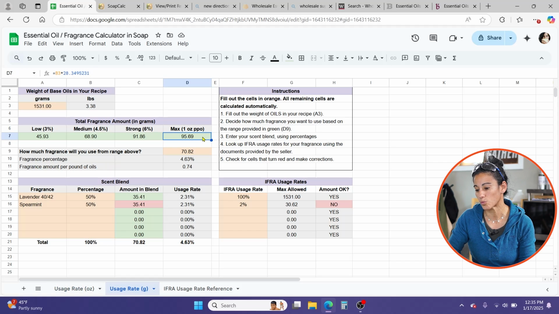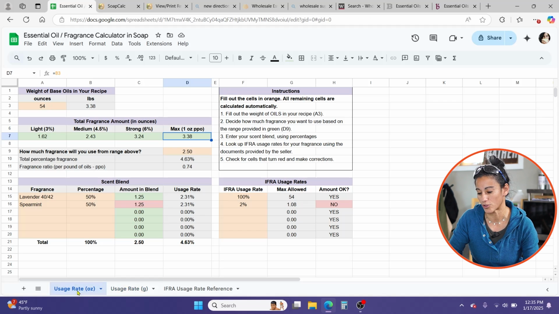And I also have usage rate in grams here. And because this 1 ounce per pound of oils is more confusing when you're using grams, I actually converted it here for you. So you can also use 1 ounce per pound of oils and use Soap Calc the same way that we do in the US, or whoever uses ounces for their measurements. And so I have a tab down here for grams specifically for that. So just know that I calculated all that for you guys.